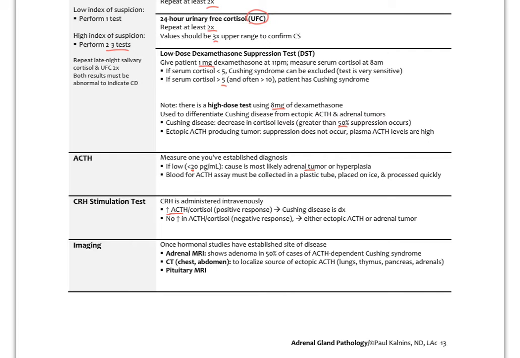If there's no increase in ACTH cortisol ratio, that's a negative response, and that's either an ectopic ACTH or an adrenal tumor. And then finally, once we suspect this, we're going to do imaging, and that would be an adrenal MRI to look for adenomas. If we suspect a pituitary tumor, we're going to do a pituitary MRI. And if we suspect the ectopic source, a CT of the chest and the abdomen.